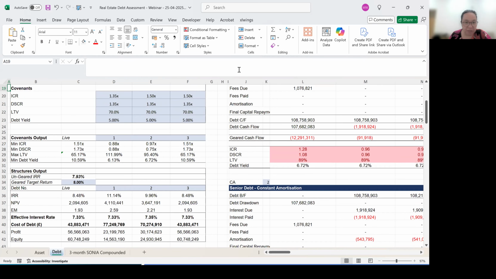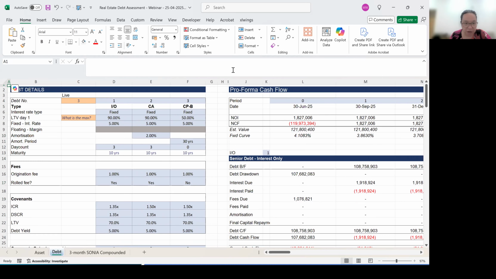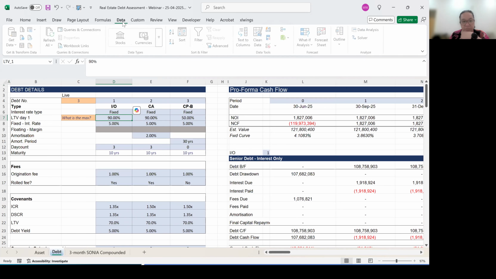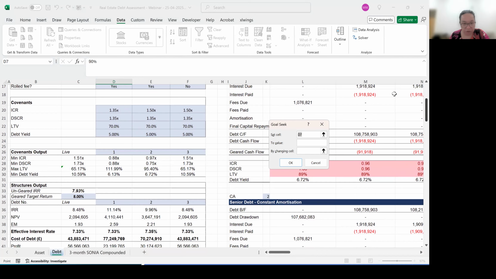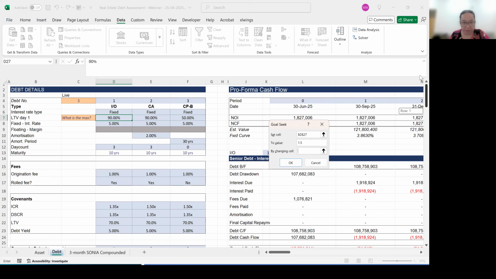because I'm breaching the covenants. Therefore, what we need to find out is how much you could borrow. So in this case here, what we can do, for example, is run a goal seek, a what-if analysis goal seek. And then you're just going to say, okay, I'm going to set the cell here to 1.5%, by changing my loan to value.